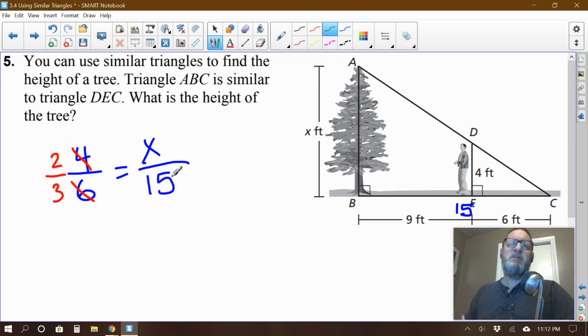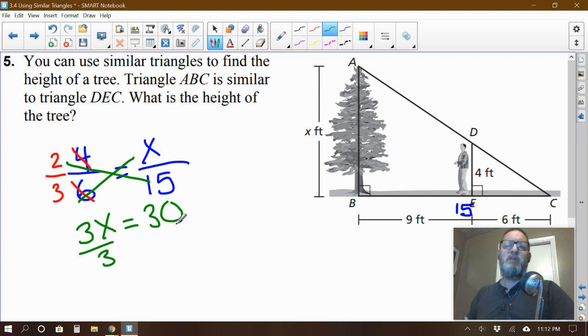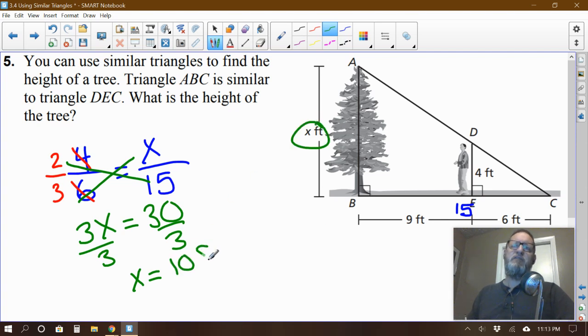Now, what could I do? How about cross products? So 3x is going to be equal to 2 times 15, and 2 times 15 is 30. Divide by 3, and we find out that x equals 10. So the height of our tree is 10 feet.